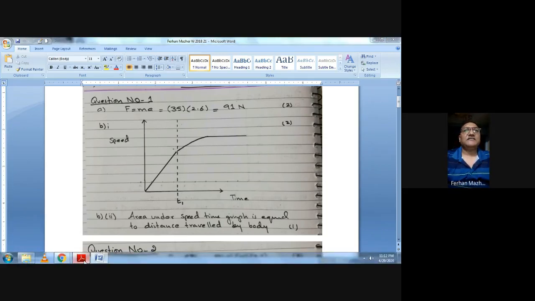On your screen, you can see question number 1, part A. F equals ma, which is 35 multiplied by 2.6. The mass is 35 kg. The acceleration is 2.6 meter per second square. And the answer will be 91 Newton. It's a 2-mark numerical. It's easy. I hope you have understood. Okay, let's move to the B part.